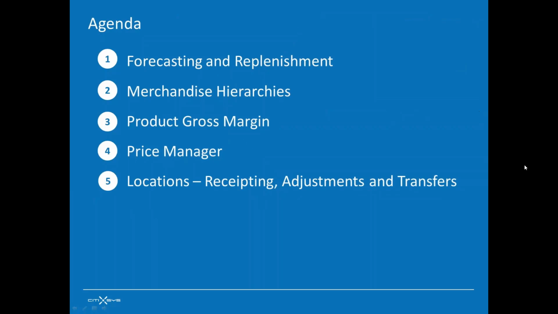So the topics we're looking at today are forecasting and replenishment, merchandise hierarchies, product gross margin, and price manager. To finish off, we'll have a little bit of a look at locations, just with the adjustments, so doing receipts and goods issues and adjustments. These are some of the things to keep in mind when you're dealing with locations and wanting to perform some adjustments to stock.